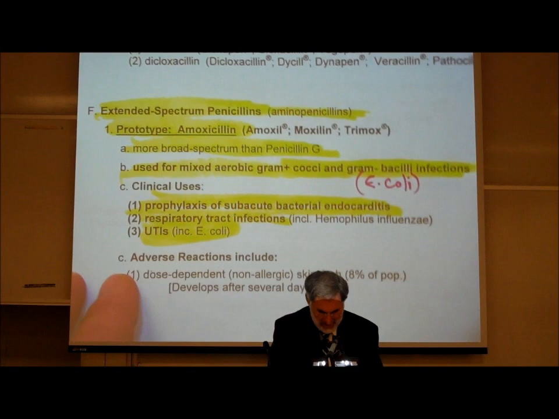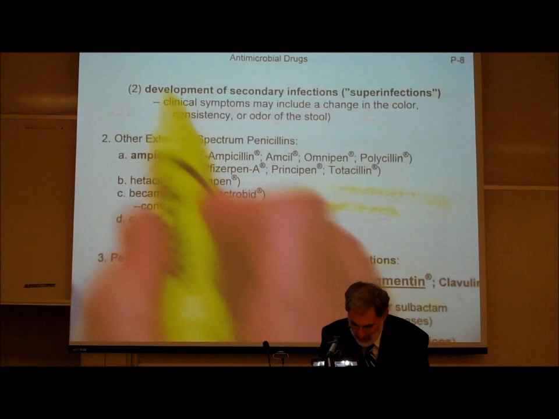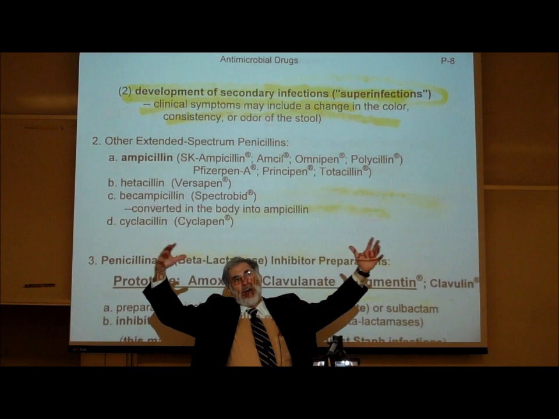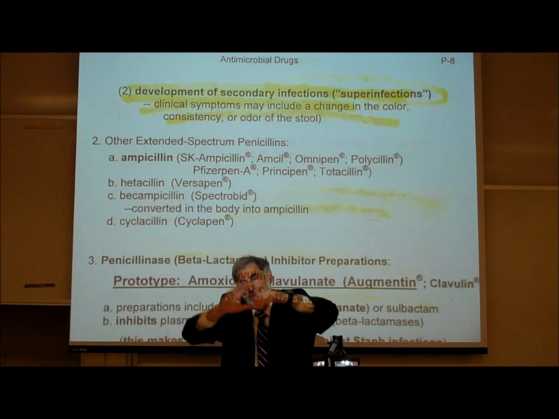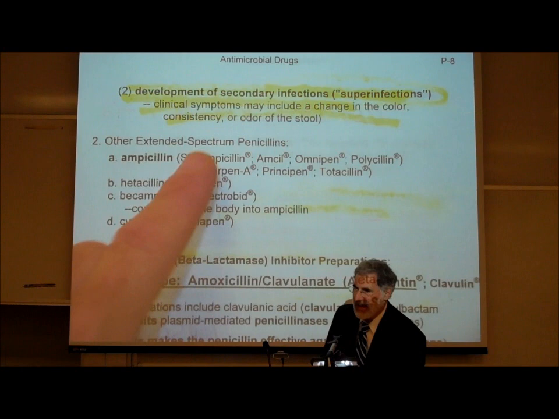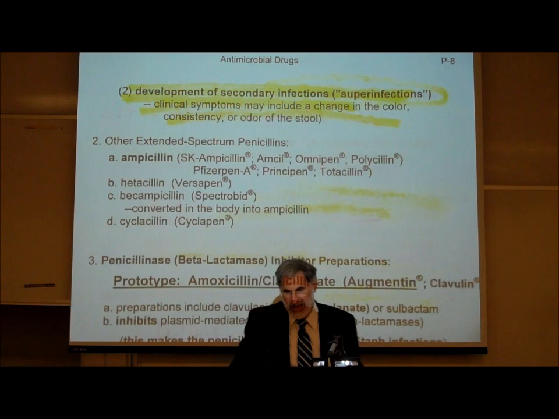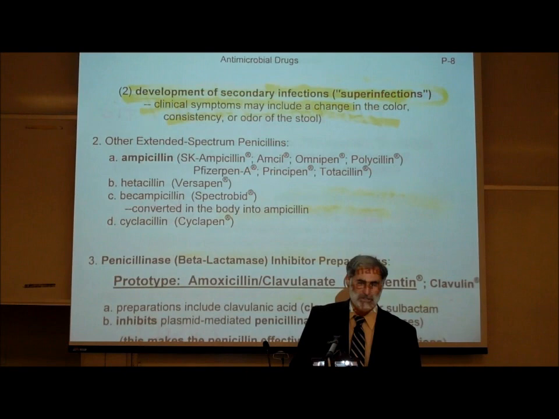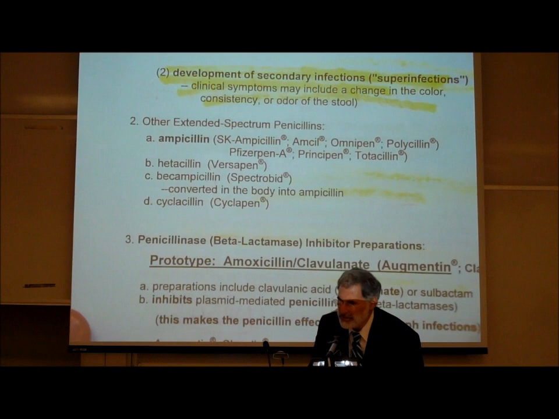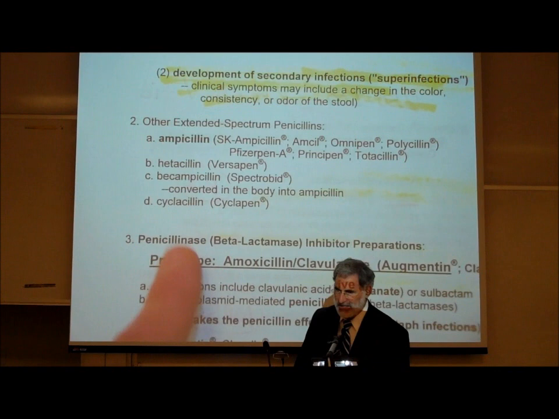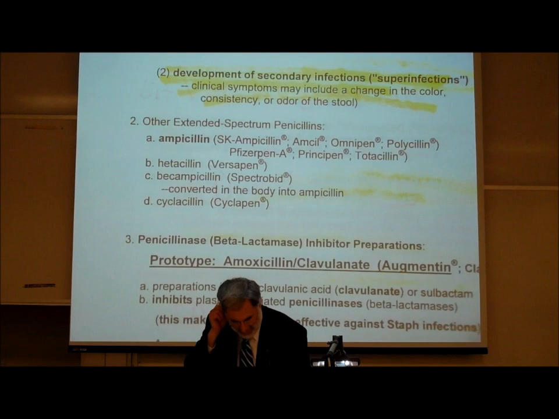All right, now on P8, one of the problems that can happen with amoxicillin is because it has a broader spectrum of action. Not only is it effective in killing strep, but also aerobic gram-negative bacilli, it alters the bacterial flora of the body quite a bit, and it allows opportunistic secondary infections to occur. Now, there are a bunch of other extended spectrum penicillins besides amoxicillin, including ampicillin and bacampicillin or Spectrobid and a whole bunch of others.